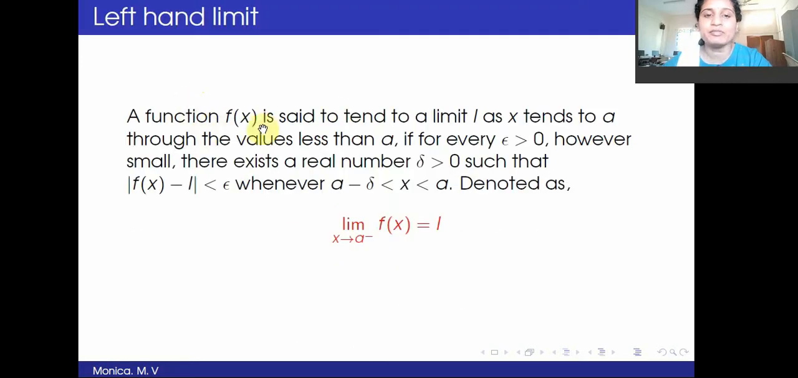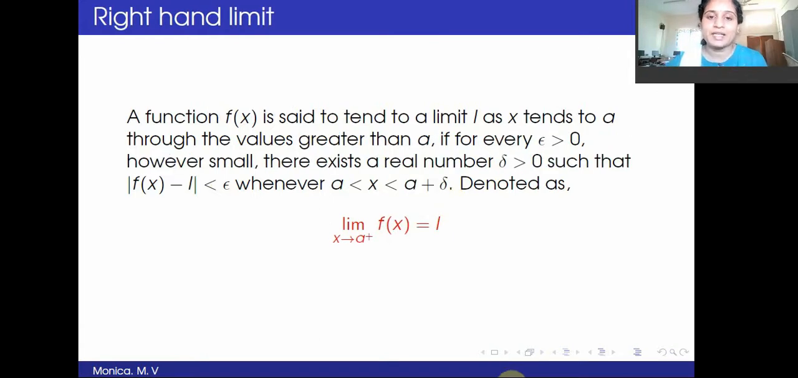Left hand limit: a function f of x is said to tend to a limit L as x tends to A through the values less than A, if for every epsilon, given epsilon, however small, I can find a real number delta greater than 0 such that the distance between f of x and L is less than epsilon whenever, what is the condition here? I am going towards A from the left side, whenever x lies in between A minus delta and A. This right endpoint is A and the left endpoint will be A minus delta.